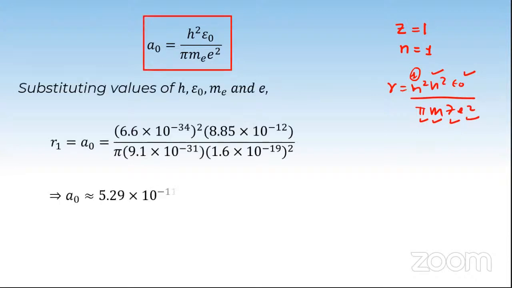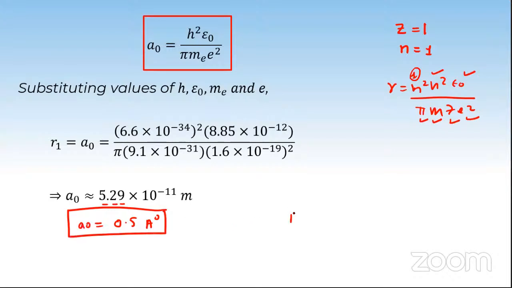Then if I calculate, I'll get this particular answer, where a is equal to 5.29 into 10 raised to minus 11 meter, or I can write this as 0.5 Angstrom. So this is called the Bohr's radius. What is Bohr's radius? If I take a hydrogen nucleus, the first orbital is located at a distance of 0.5 Angstrom.